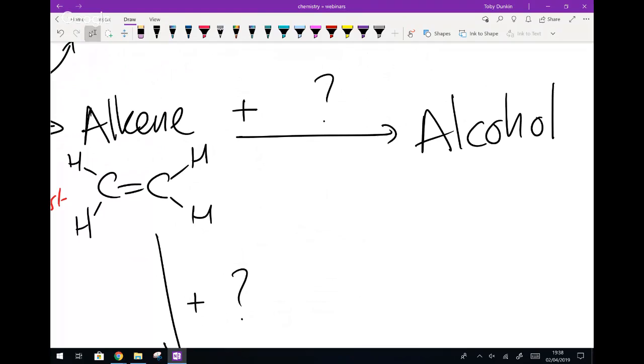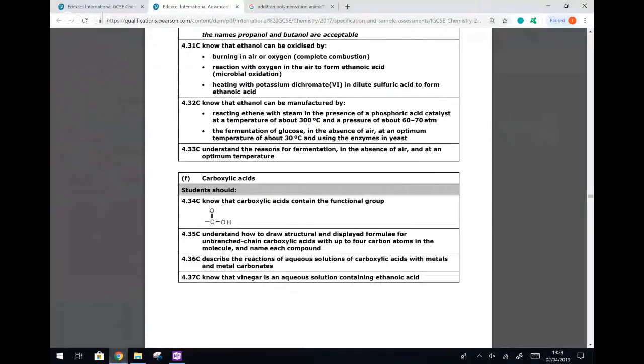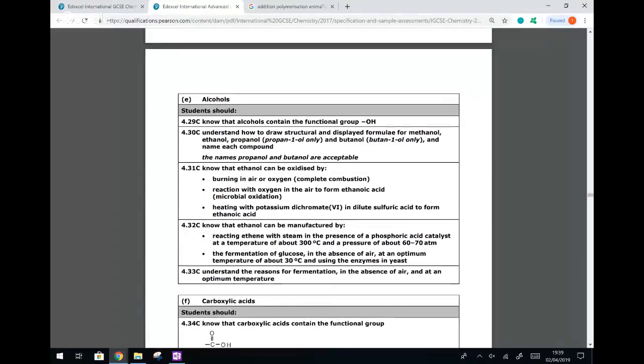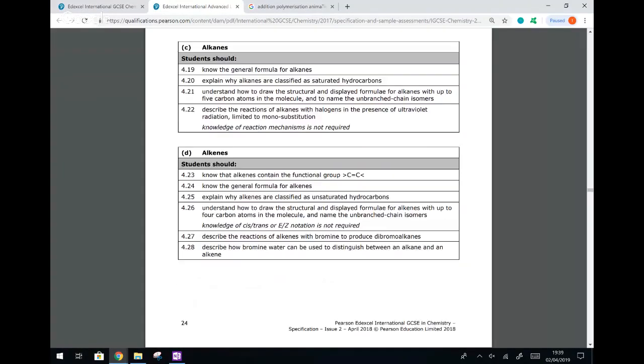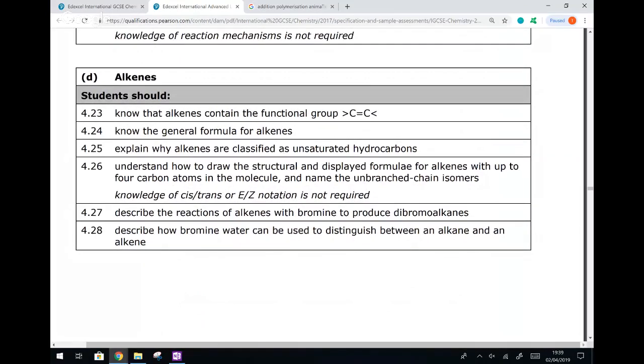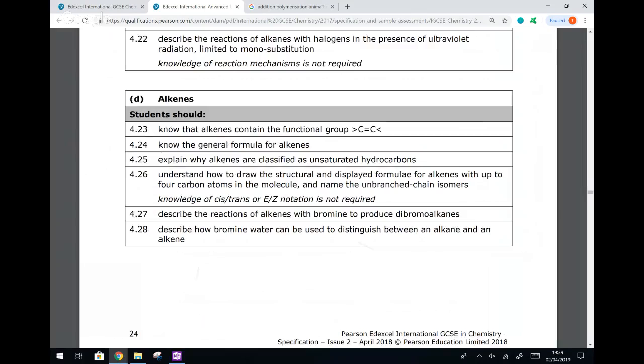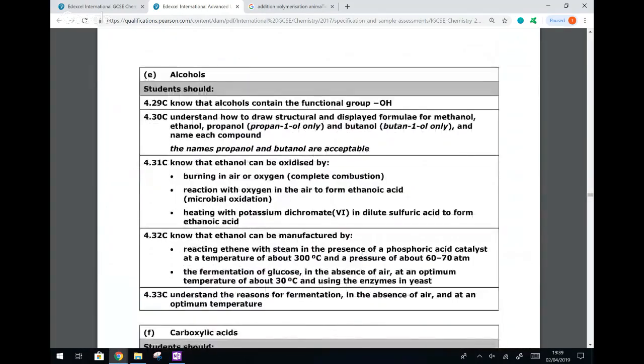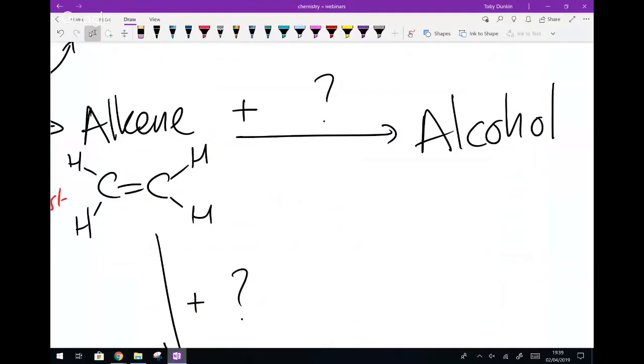Is this in double award or triple award? Great question. Let me check. The answer is, I can tell you. And look, even though this family isn't there, I'm now focusing on your specification here. Alkenes, unsaturated: describe the reactions of alkenes with bromine to form dibromoalkanes. Add bromine water to distinguish between alkanes and alkenes. But alcohols, so anyone in double award doesn't need this.